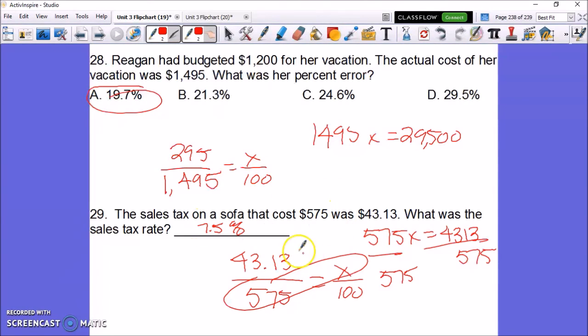That is the tax. You do not have to subtract from 100 because it actually gave you just the tax instead of the price after the tax. If it was the price after the tax, then you would need to subtract from 100.